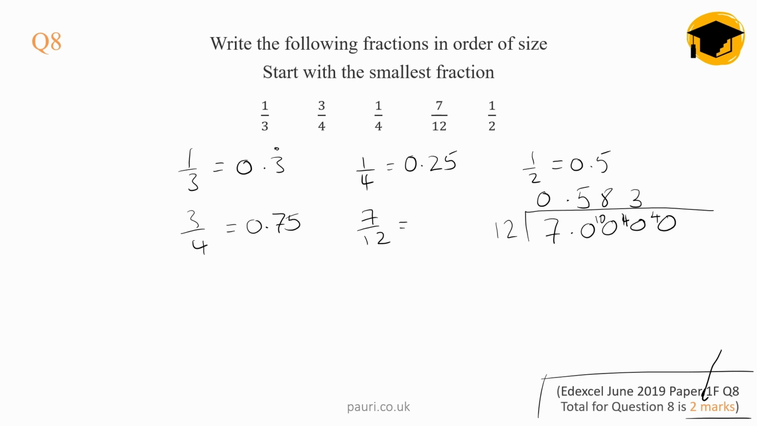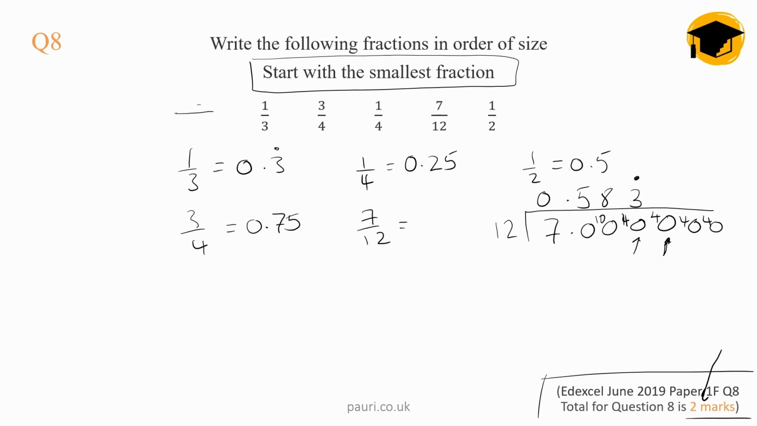So you can see, because I've got 40 and then I've got 40 again, I'm going to carry on getting the same remainder. So my final answer is 0.583 recurring, because I'll keep on getting this scenario. So let's go back to the question. Let's read it before we write down our answer. Write the following fractions in order of size. Start with the smallest fraction.